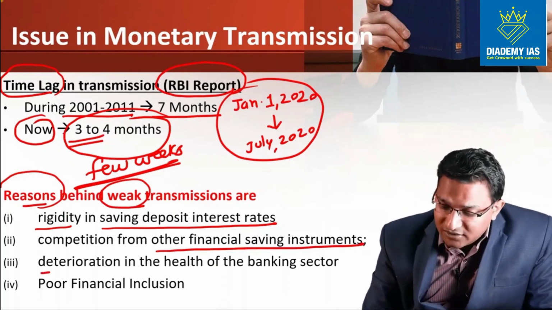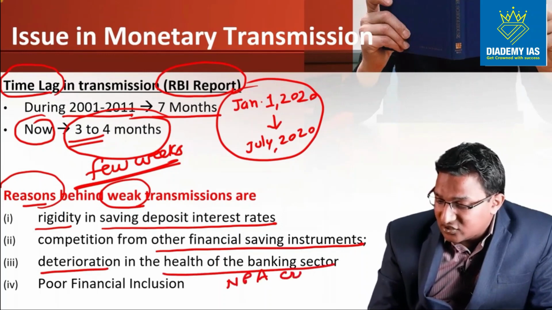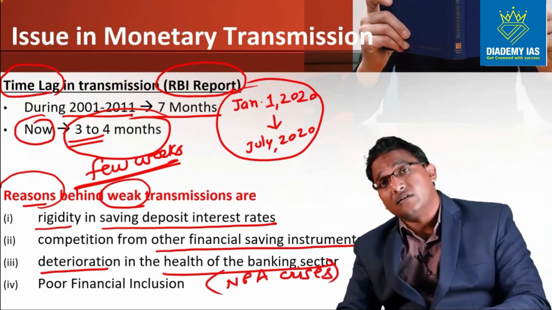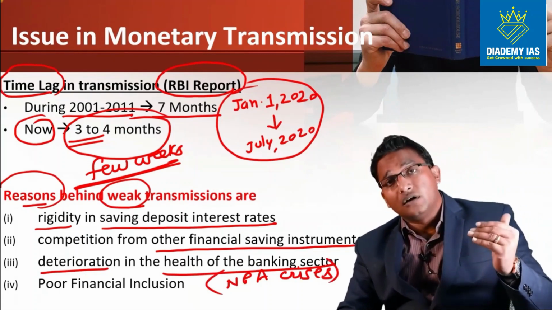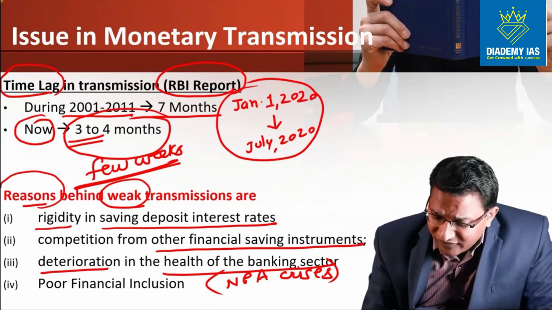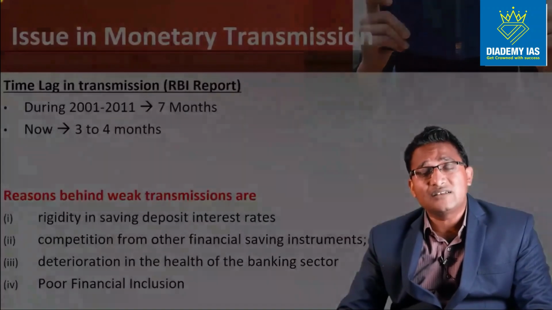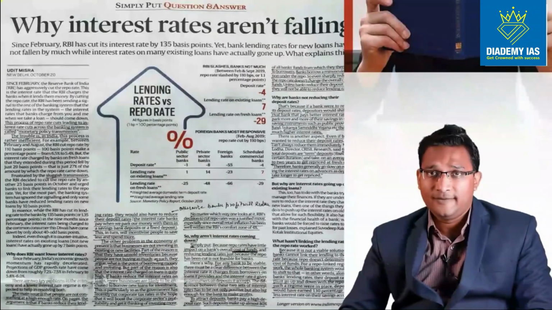Next is deterioration in the health of the banking sector. We have been facing the NPA crisis. That is also one of the very big aspects. The NPA rate has crossed 2 digits multiple times, right? Poor financial inclusion remains a big challenge. So because of these challenges, the transmission remains weak.